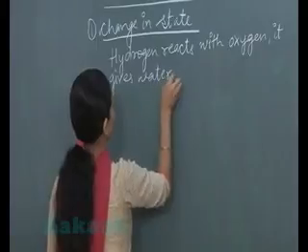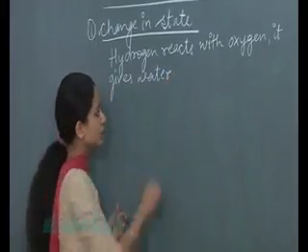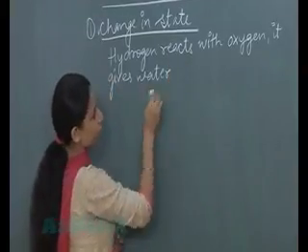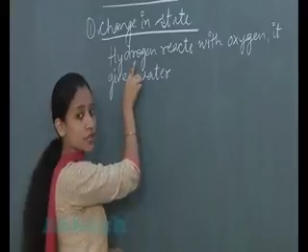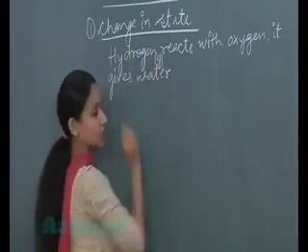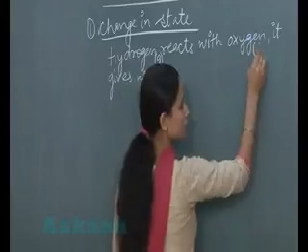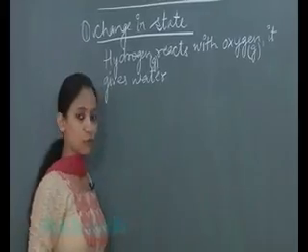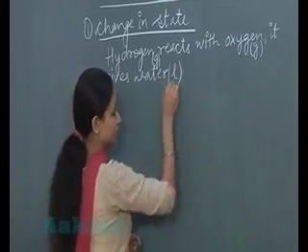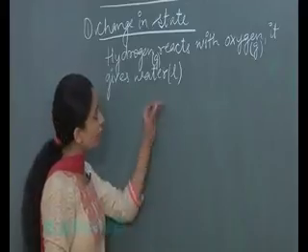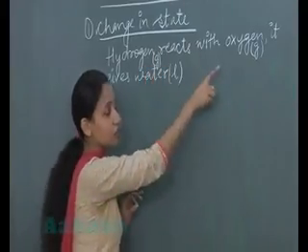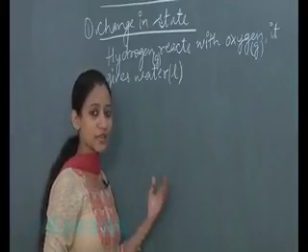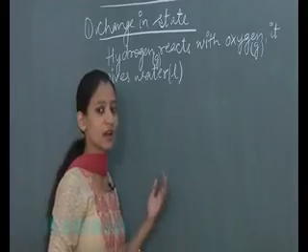Now students, what about the physical states of the reactants and products? Hydrogen and oxygen are reactants, and water formed is the product. We know that hydrogen is a gas, so it is in the gaseous state. Oxygen is also a gas. Water formed is in the liquid state. So if hydrogen has reacted with oxygen, there will be a change in the state of the product. So by the change in the state, we can easily see whether the reaction has occurred or not.